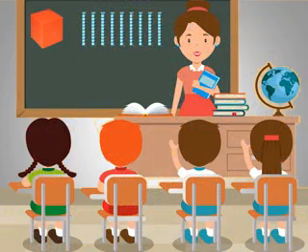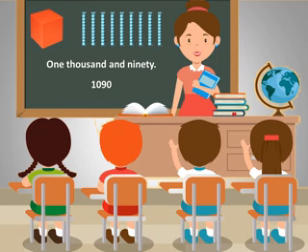Our next challenge is here. Let's check if you're able to guess this number correctly. Perfect. We have 1 in the thousands place and then we have 9 rods. That means 90. So the number is 1090. Perfect, children.